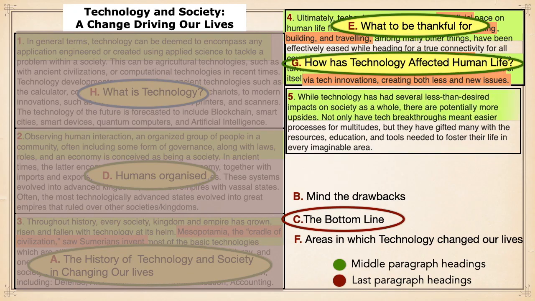This paragraph talks about how positive technology has been and how it has made life easier. So the other headings talking about drawbacks or obstacles and areas of technology are equally ruled out.